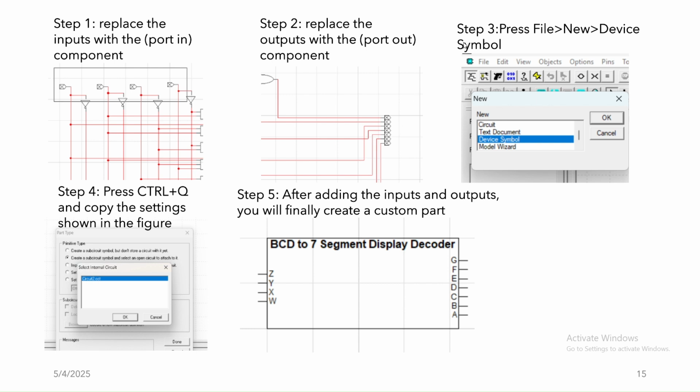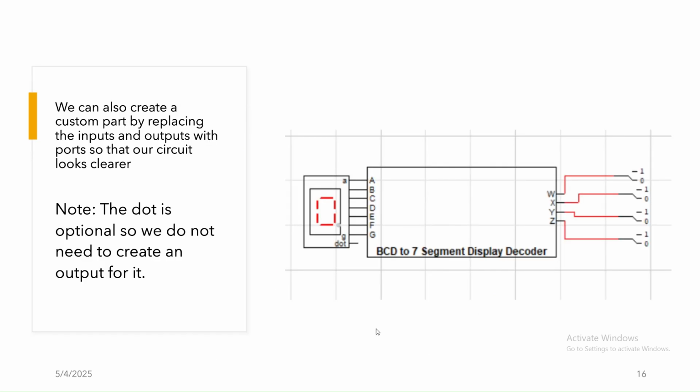Correct. Step 3, I'm going to press file, new, and device symbol. Once I press OK, it's going to put me onto a page. Once I'm on the page, step 4, press CTRL Q plus Q, and copy the settings shown in the figure. So create a sub-circuit symbol and select an open circuit to attach to it. Choose the circuit which you have made and press OK. After adding the inputs and outputs, you will finally create the custom part, BCD to 7-segment display decoder. It's as simple as that.